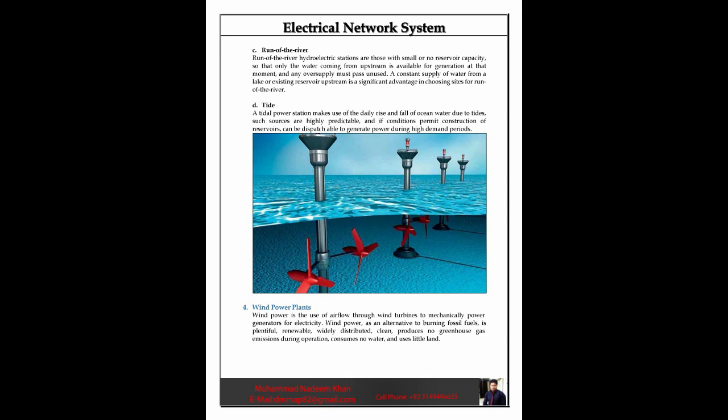Wind power is the use of airflow through wind turbines to mechanically power generators for electricity. Wind power, as an alternative to burning fossil fuels, is plentiful, renewable, widely distributed, clean, produces no greenhouse gas emissions during operation, consumes no water, and uses little land.